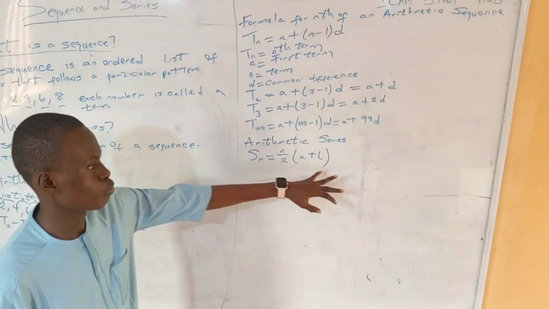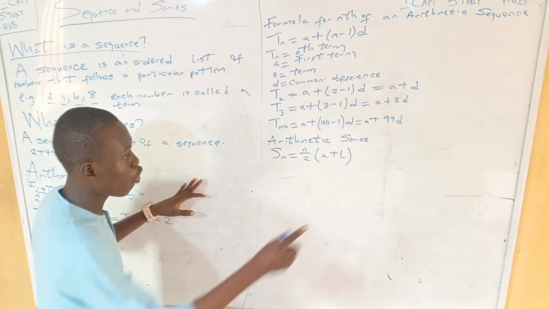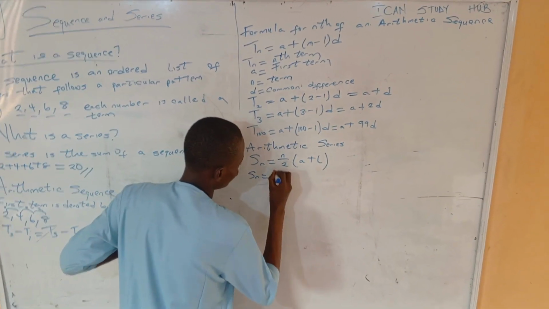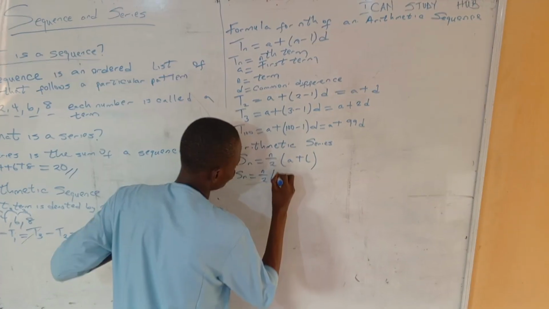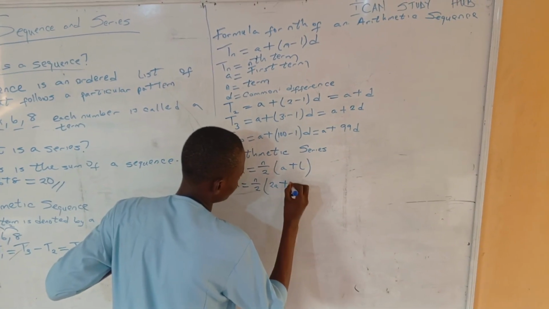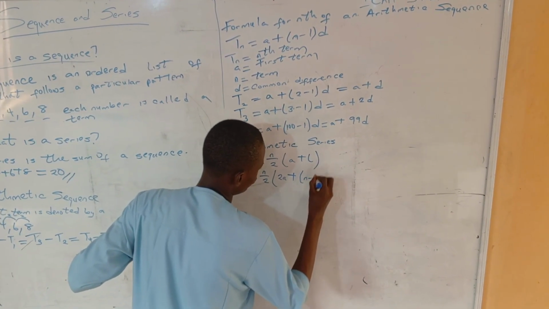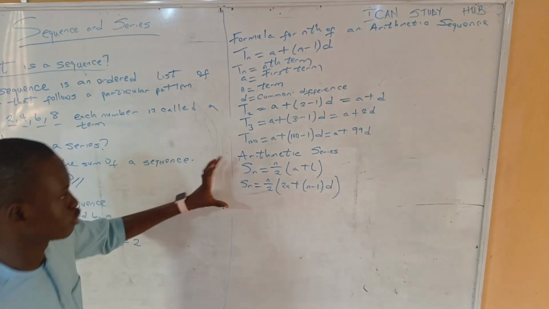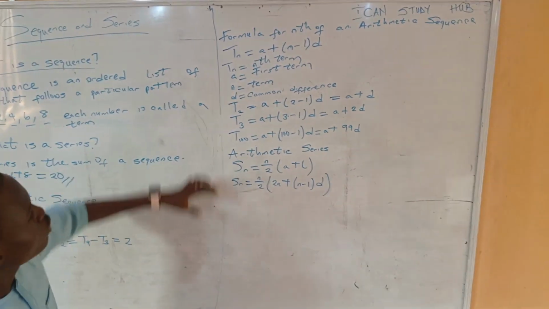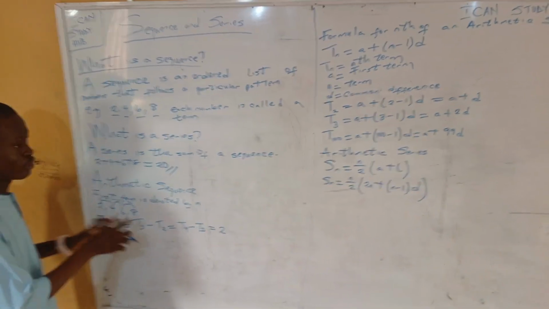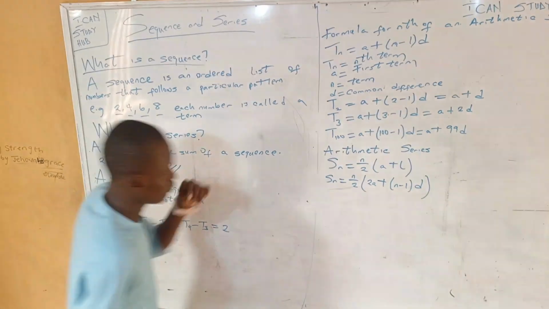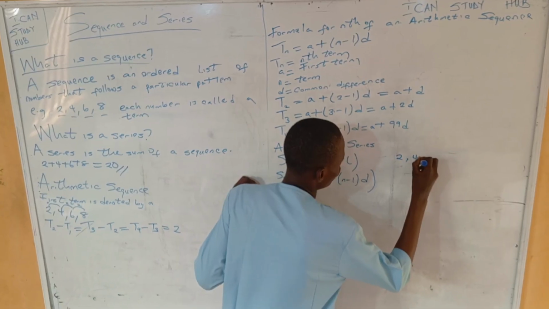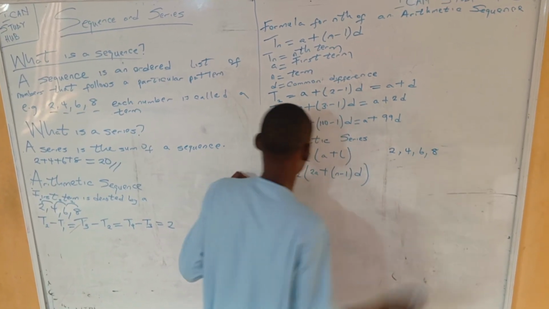Sn is equal to n over 2 open bracket a plus l, or Sn is equal to n over 2 open bracket 2a plus open bracket n minus 1 close bracket d. So we are going to try these formulas. Now for this sequence, let's take that example. We have a sequence of 2, 4, 6, and 8.